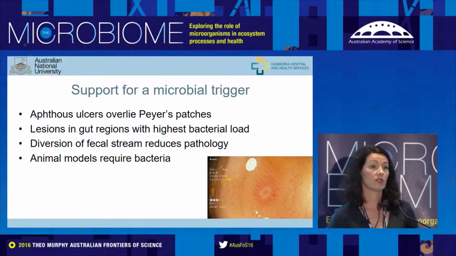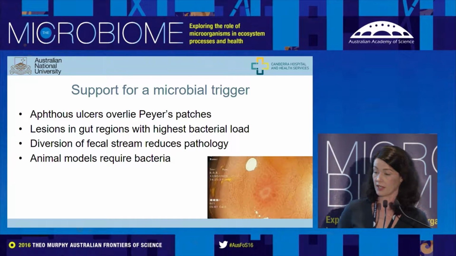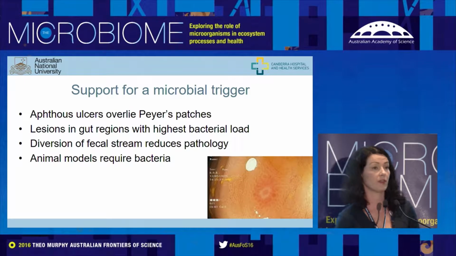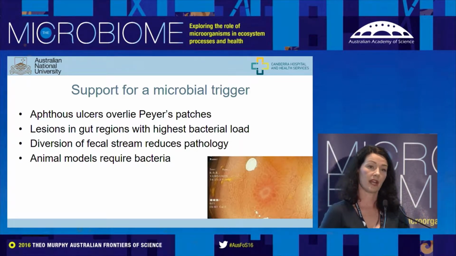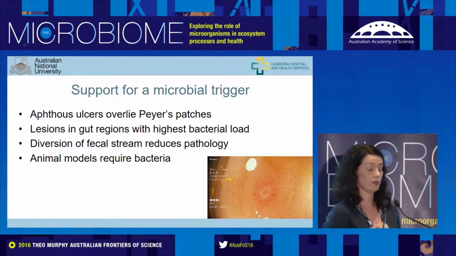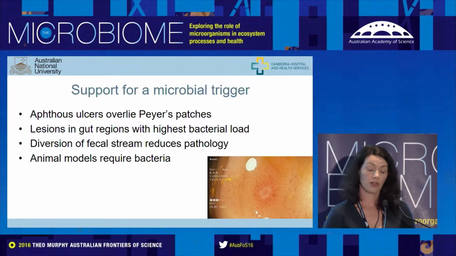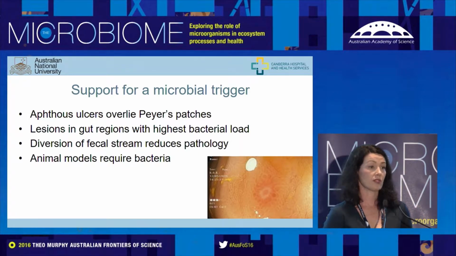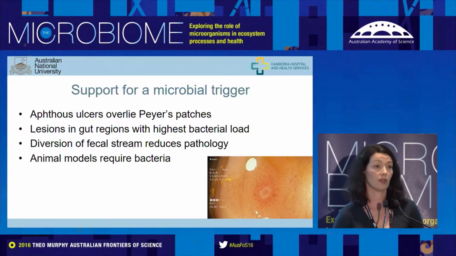For example, aphthous ulcers, and there's one shown here on the slide, overlie Peyer's patches in the small bowel or lymphoid follicles in the large bowel, and these are lymphoid aggregates that are the site of luminal antigen sampling. Crohn's disease lesions also preferentially occur in gut regions with the highest bacterial concentrations, so the terminal ileum and the colon. Diversion of the fecal stream reduces pathology in downstream mucosal sites, and it's only once you reinstate the fecal flow that pathology returns, and most animal models require bacteria for the onset of colitis.